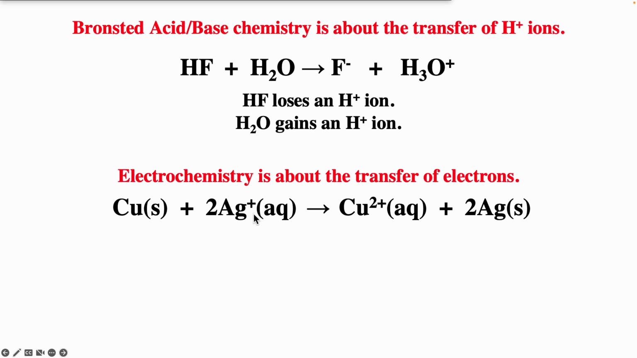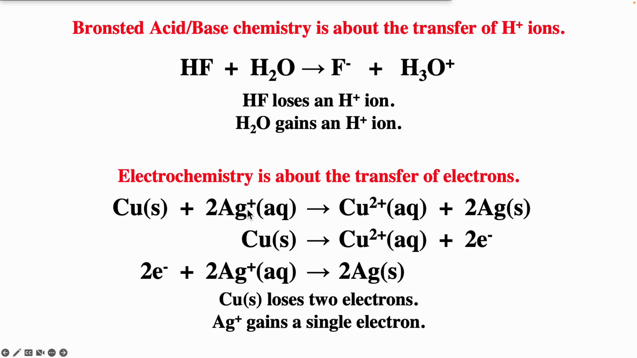And so in this reaction, we have copper going to copper plus 2, and so the copper is losing 2 electrons. The silver ions going from a plus 1 to a silver metal, and so each silver is gaining 1 electron. The 2 electrons that the copper is losing is exactly equal to the 2 electrons that the silver gains. And so in electrochemical reactions, you just have a transfer of electrons from one thing to another thing.